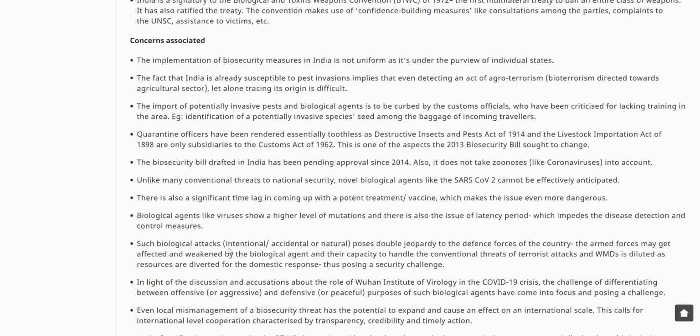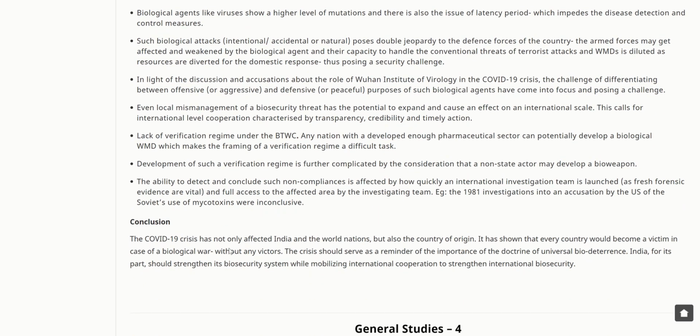Unlike many conventional threats to national security, novel biological agents like SARS-CoV-2 cannot be effectively anticipated. There is also a significant time lag in coming up with a potent treatment or vaccine, which makes the issue even more dangerous. Biological agents like viruses show a higher level of mutations, and there is also the issue of the latency period, which impedes disease detection and control measures. Such biological attacks, intentional or accidental or natural, pose double jeopardy to the defense forces of the country. The armed forces may get affected and weakened by the biological agent, and their capacity to handle the conventional threats of terrorist attacks and WMDs is diluted as resources are diverted for the domestic response, thus posing a security challenge.